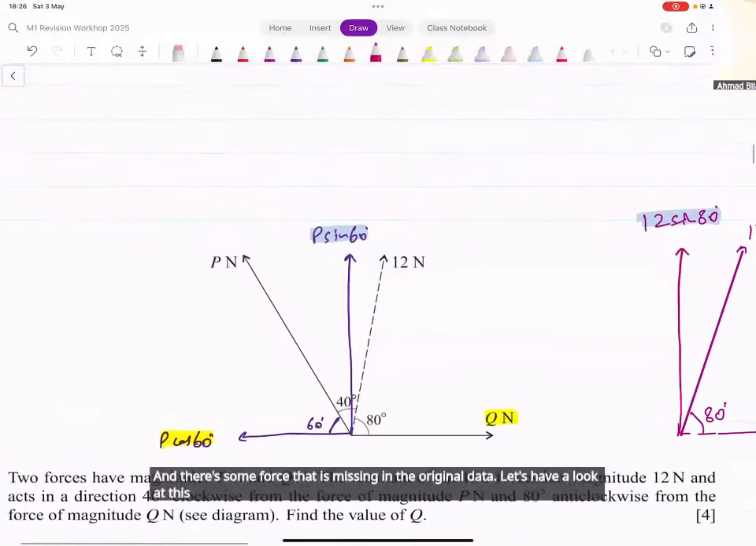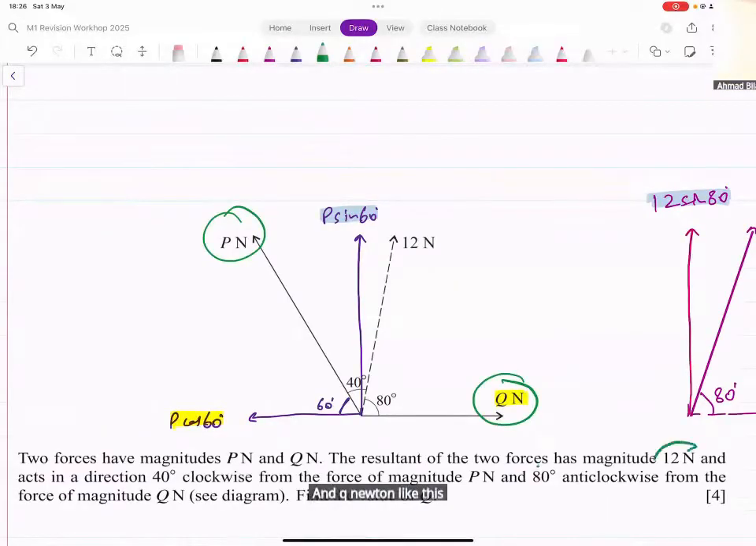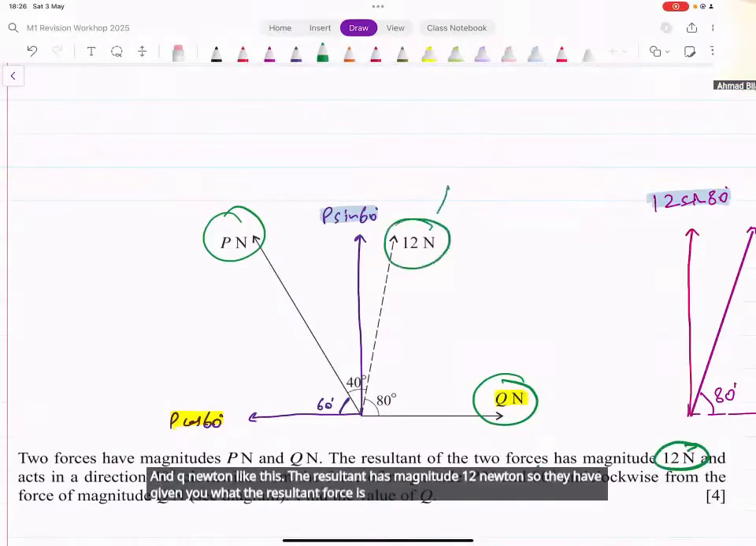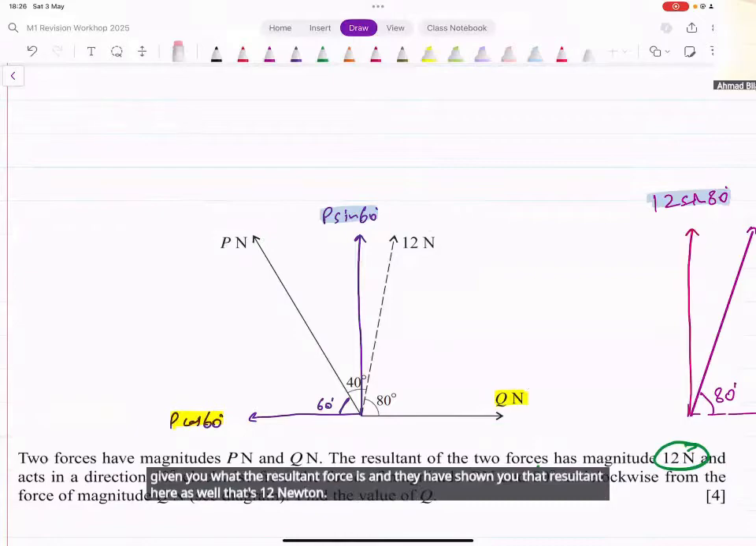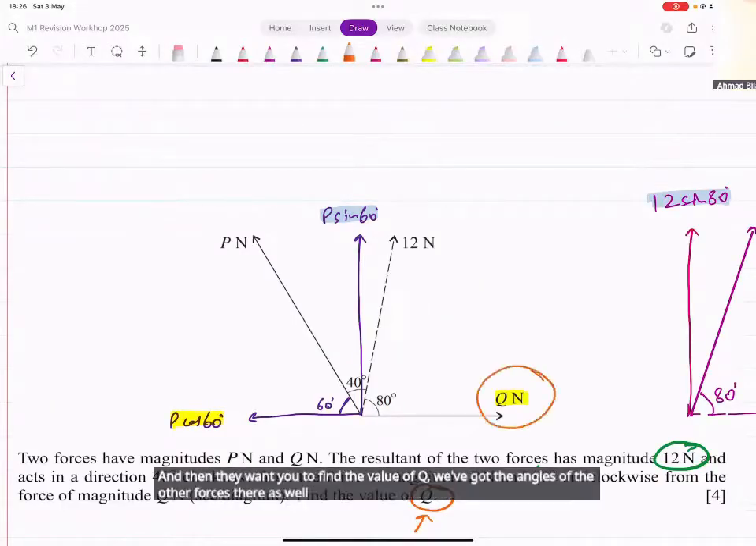It says two forces that have magnitudes of P Newton and Q Newton like this. The resultant has magnitude 12 Newton. So they have given you what the resultant force is, and they have shown you that resultant here as well. That's 12 Newton. And then they want you to find the value of Q. We've got the angles of the other forces there as well. They want us to find the value of this Q force. Now, how do you do that?